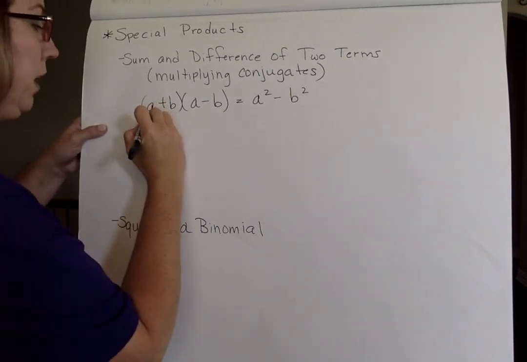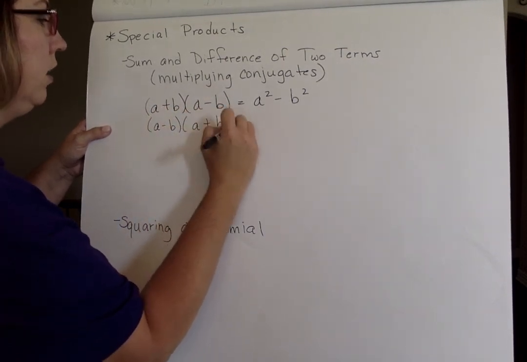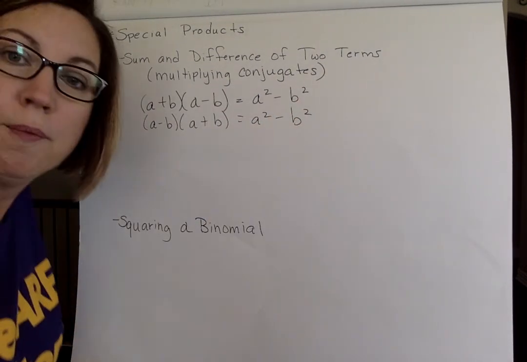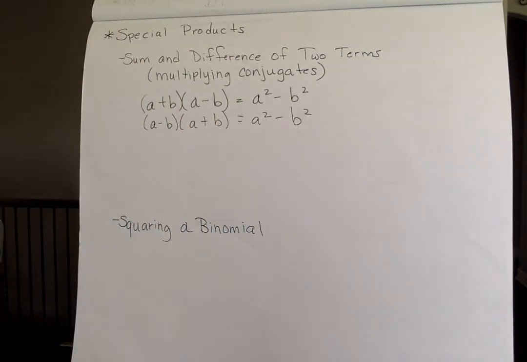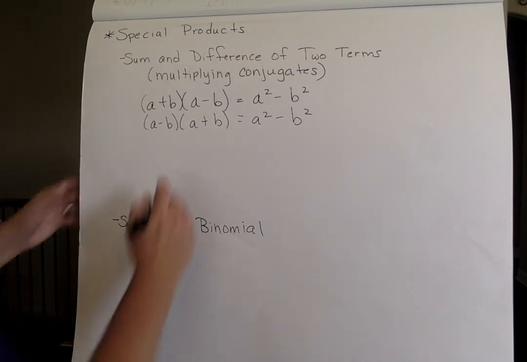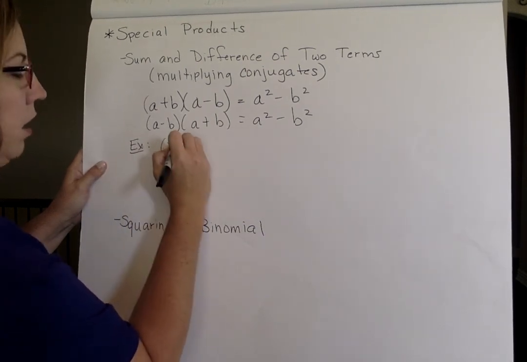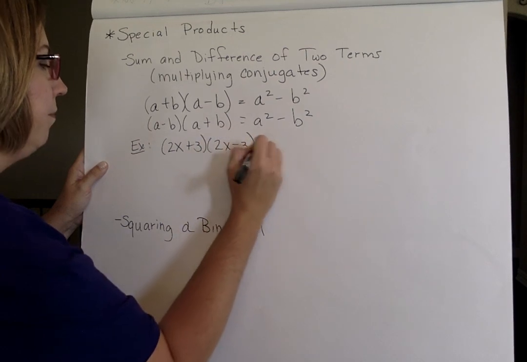And in addition, we know that a minus b times a plus b is also a squared minus b squared, because of the commutative property of multiplication. Okay, so let's just do a quick example here. For instance, 2x plus 3 times 2x minus 3.